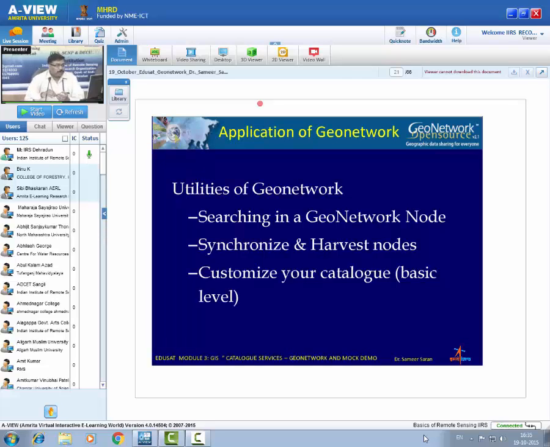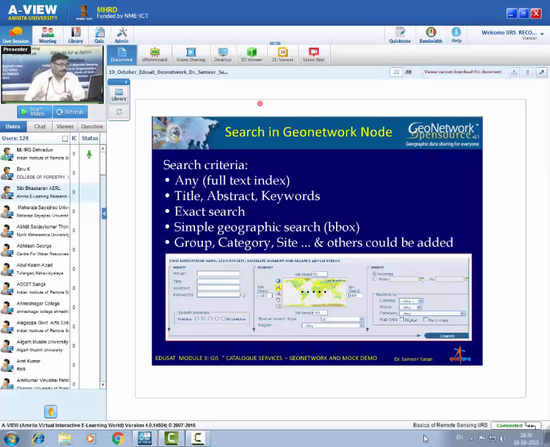So utilities: you can search in the GeoNetwork node, you can do the synchronization, you can do the harvesting, all those things can be done, and you can even customize your catalog. The basic thing is that the entire GeoNetwork software, since it is open source, can be customized as per your requirement. So it's not that you have to retain the same template which is available within GeoNetwork.